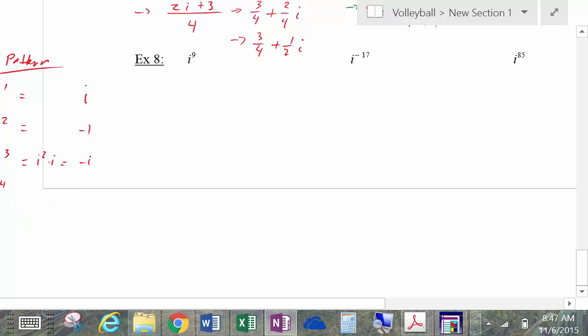Alright, i to the fourth is, or i cubed, right, is negative i times i. Maybe I'm confusing us here. Maybe let's think of it as i squared times i squared.